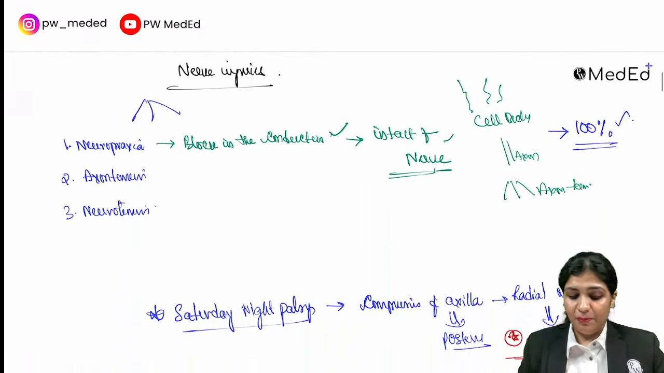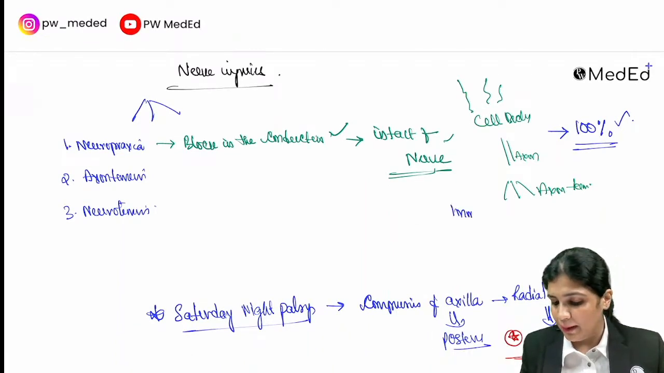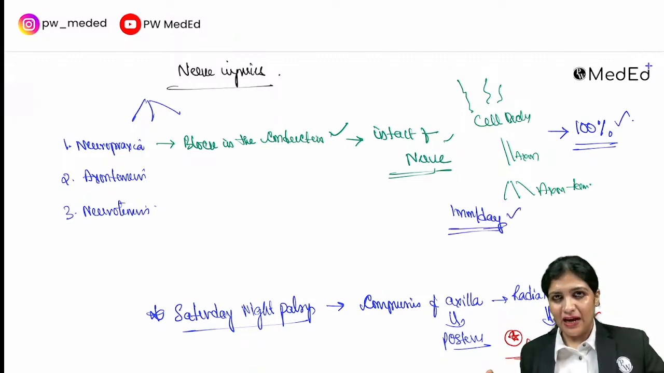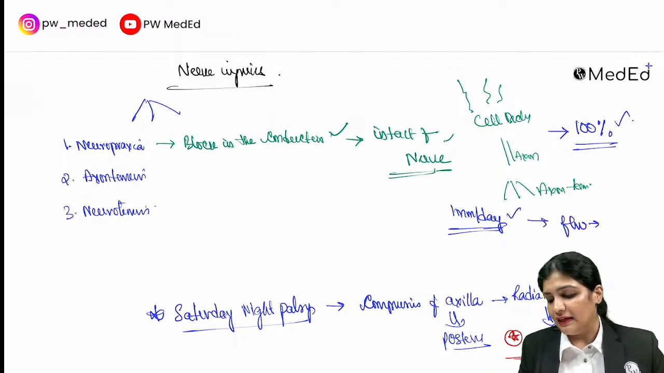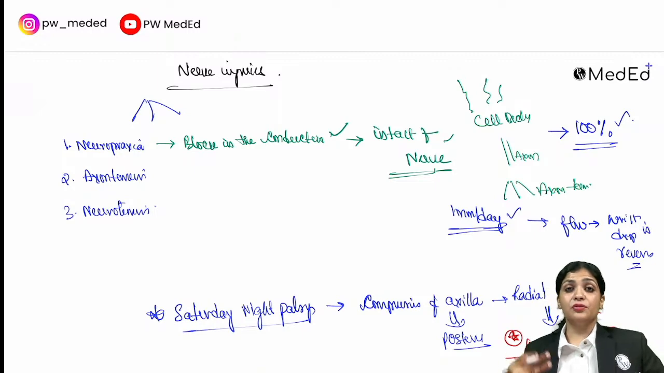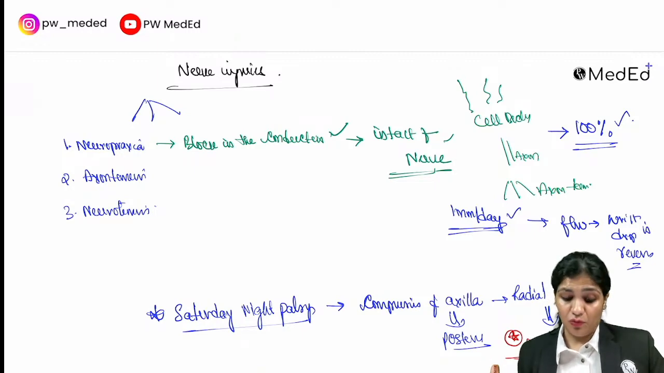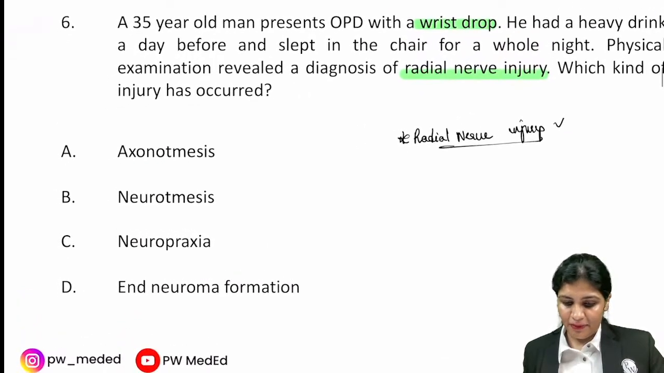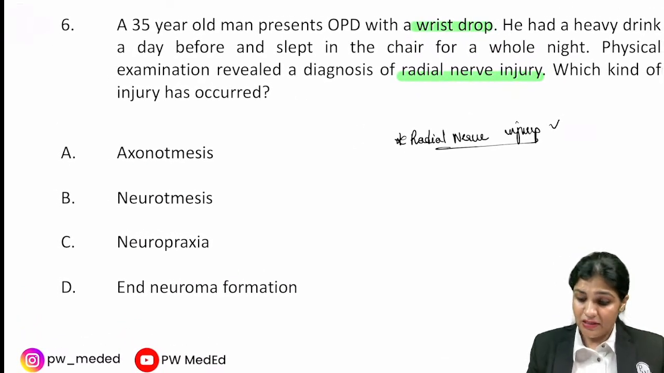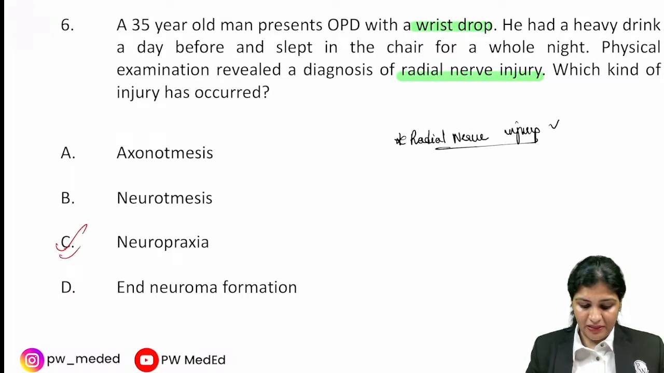Again there will be a reflow of the axoplasm, and this flow is termed as 1 mm per day. Once this flow progresses, you can see that the wrist drop has reversed, right? So when the nerve is working, you have to make the tendons ready to work. For that you use the splint, and this is a classical example. As we have already discussed, the answer would be neuropraxia.